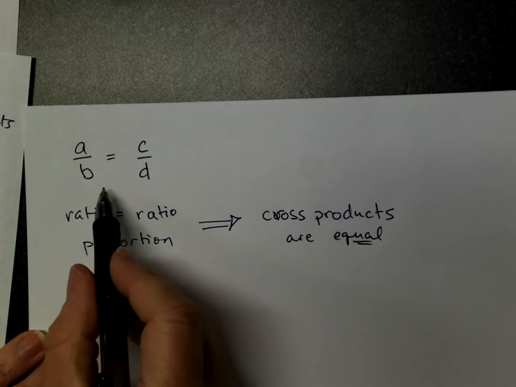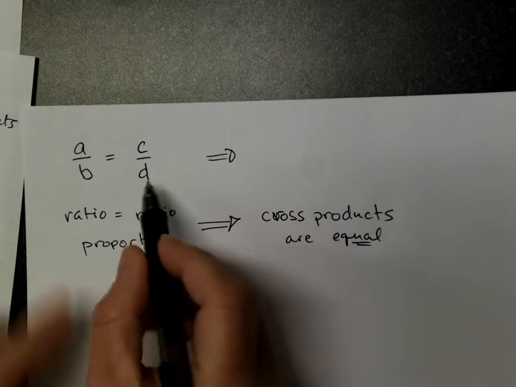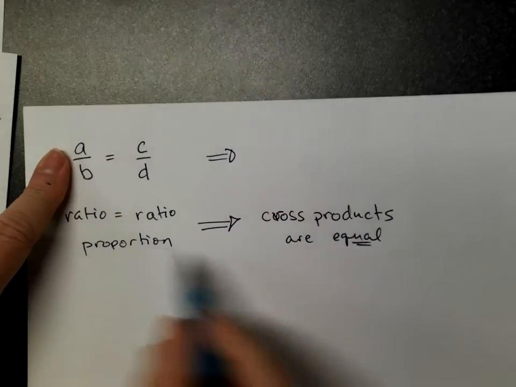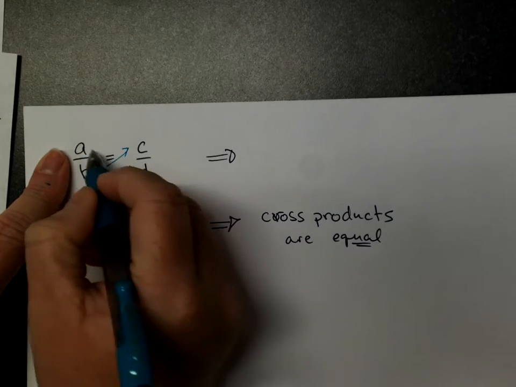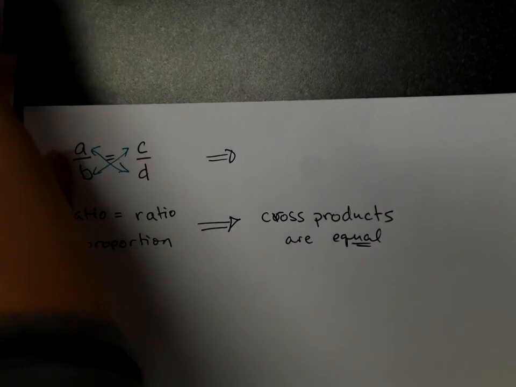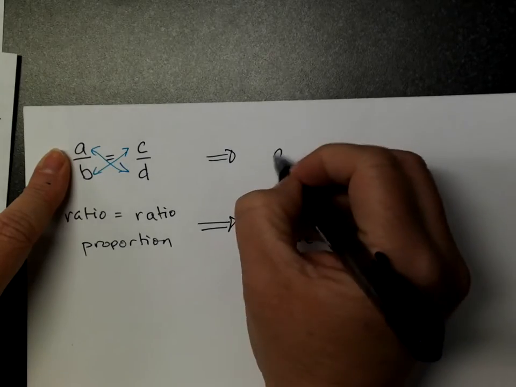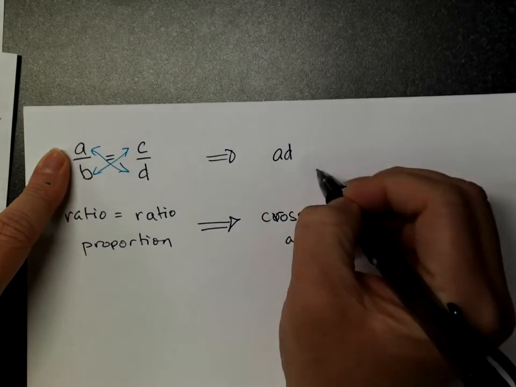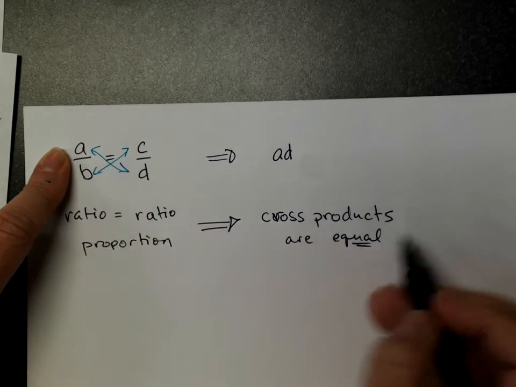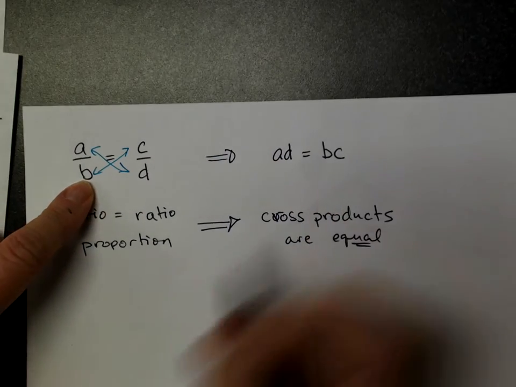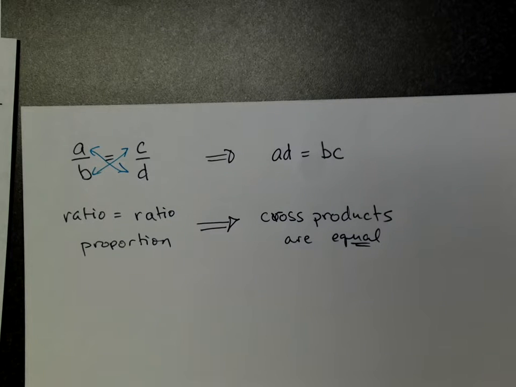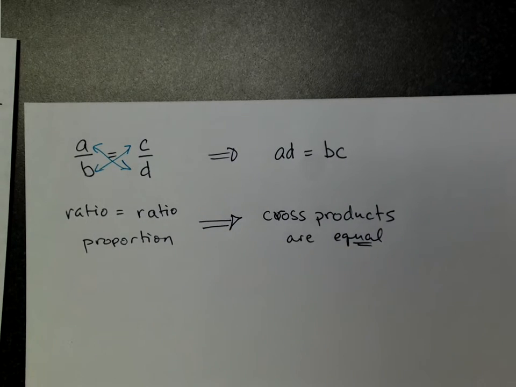Cross products are equal. That just means multiply diagonally. So this is one cross product, and it's equal to the other cross product. And it doesn't matter which one you put on which side. A times D, or AD, is one cross product, and it is equal to the other cross product, B times C. BC equals AD, same thing. So you can see how this would flatten it out in one step.